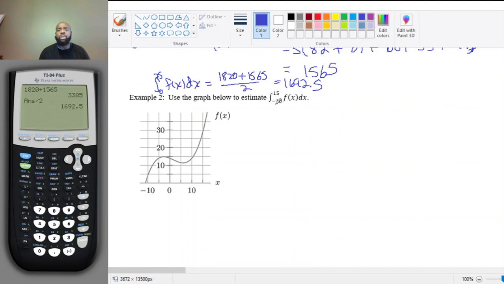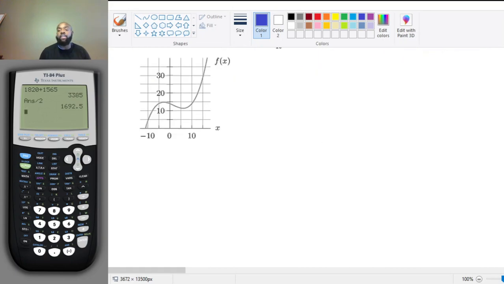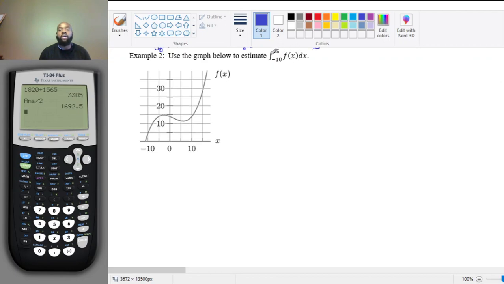It says use the graph below to estimate the integral from negative 10 to 15 of f of x dx. All right, so I have this graph here, and I want to integrate f of x dx, right? Find the integral. Well, I'm going to use this grid here because it's helping me out. I know I'm going to start at negative 10 and I want to go to 15, which is over here. If I want to find the integral from negative 10 to 15 of f of x dx, the integral equals the area under this curve, right?